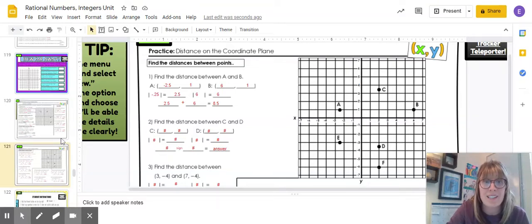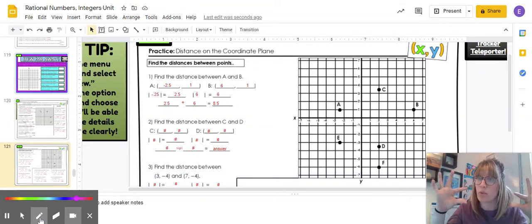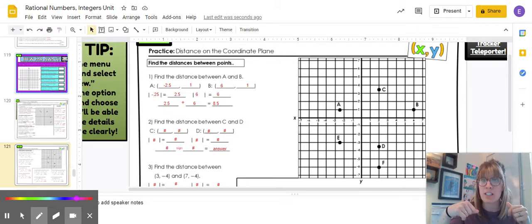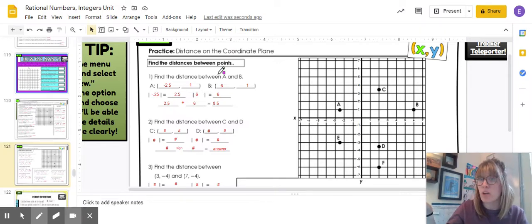So we're thinking about the distance between different points on a coordinate plane. In this case, instead of just counting the distance between them, we're going to use what we know about absolute value as a tool or a strategy to help us. We want to know the distance between A and B.